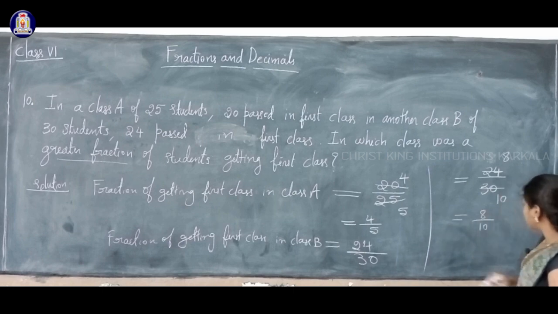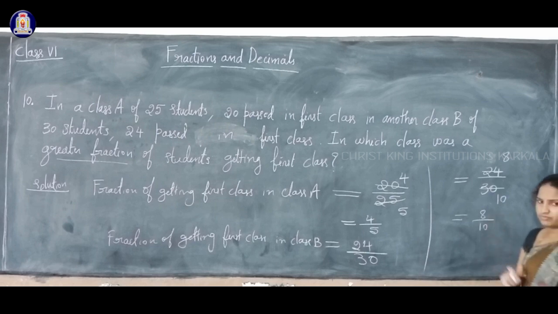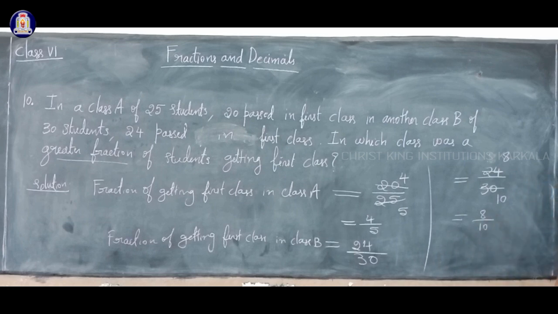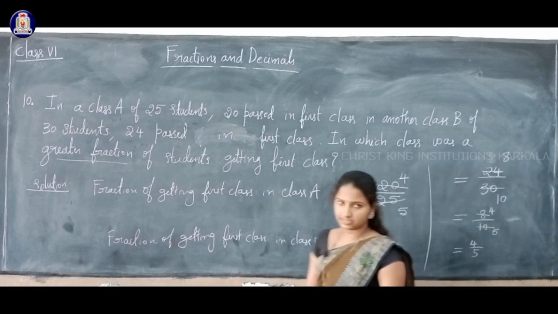So 8 by 10, again we can simplify. This is divisible by 2 table because both numerator and denominator are even numbers. 2 how much are 8? 2 4s are 8. 2 5s are 10. So the answer we got is 4 by 5. 4 by 5 of students are getting first class in class B.